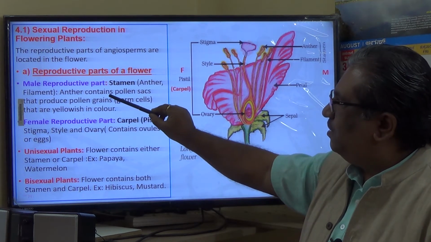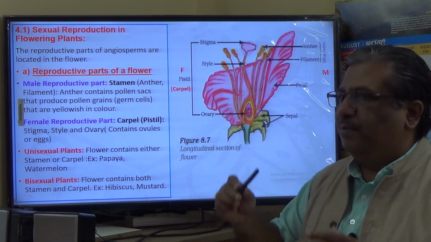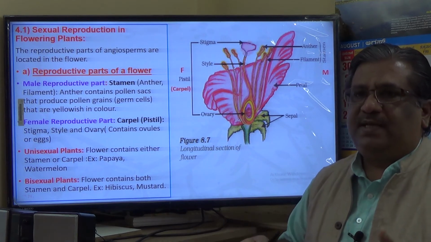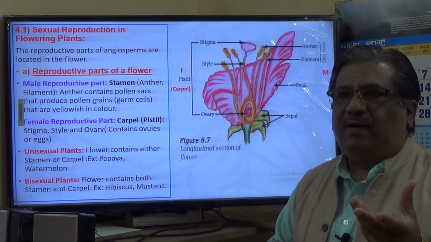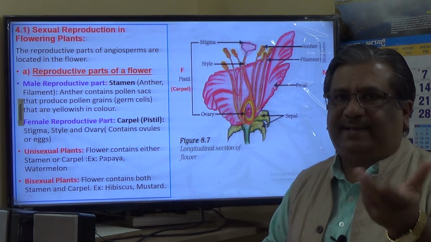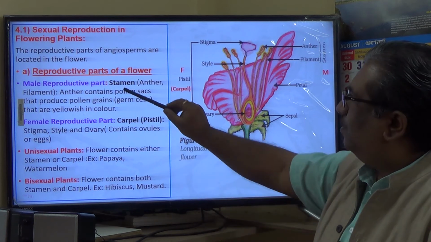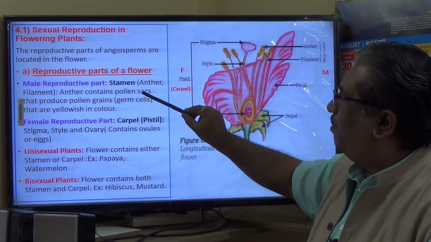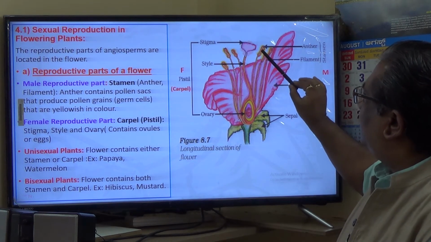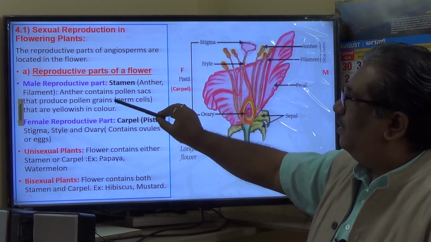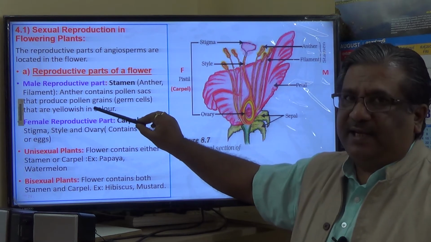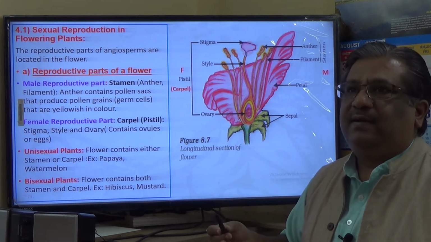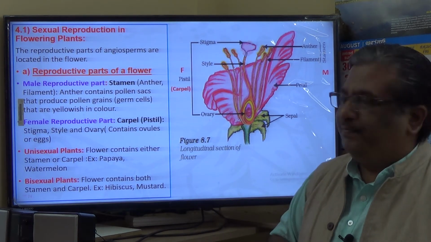The anther contains pollen sacs. Sacs generally refer to small vesicles or, in simple terms, small bags. So the anther contains pollen sacs, and these pollen sacs will produce pollen grains. Pollen grains are male gametes.